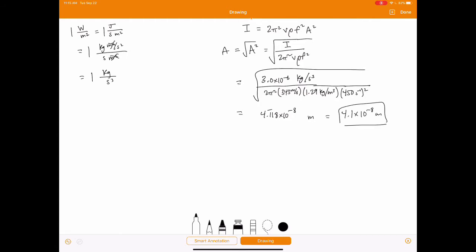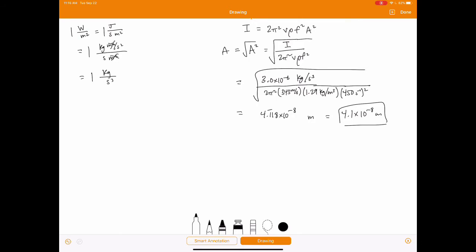Now that is a tiny distance. That just goes to show you how sensitive our ears are. We can detect displacements of air molecules that are on the level of 4.1 times 10 to the minus 8 meters, and we have no problem hearing that sort of sound wave. So these are tiny little displacements that our ears are able to pick up on.